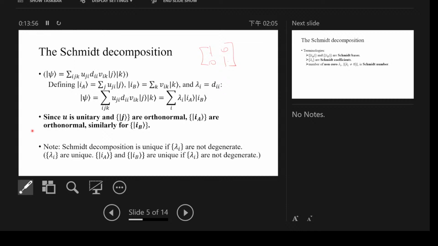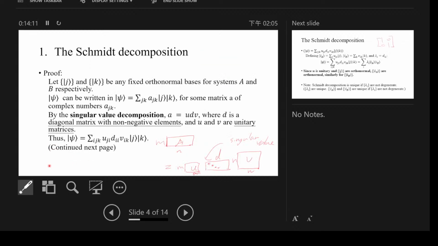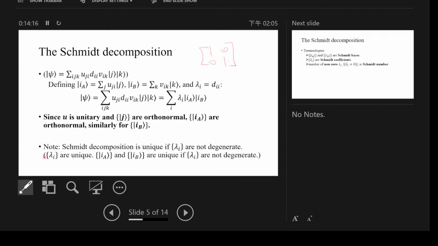In particular, we have a bit of a statement here. If those lambda i are not degenerate, so if they are all different, then the Schmidt decomposition will be unique. And also the set of lambda i will always be unique. That's just from singular value decomposition. The singular values are always unique. And as we said, if they are not degenerate, then the directions of your singular vectors will also be unique. So that's a nice property to know about Schmidt decomposition.